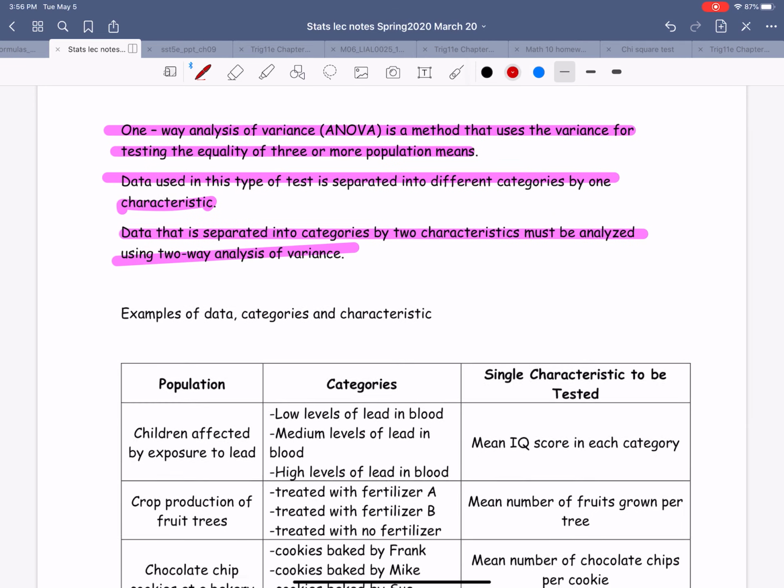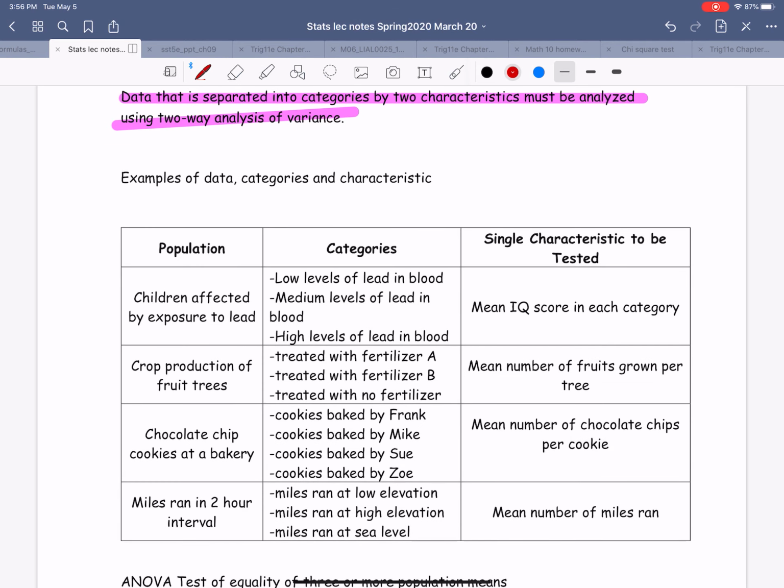first. Examples of data and characteristics, we could be looking at children affected by exposure to lead. So low levels of lead in the blood could be one category. We have medium levels of blood and high levels of blood. So our characteristic that we would be testing would be mean IQ score in each category. So ANOVA is used when we compare three or more means.